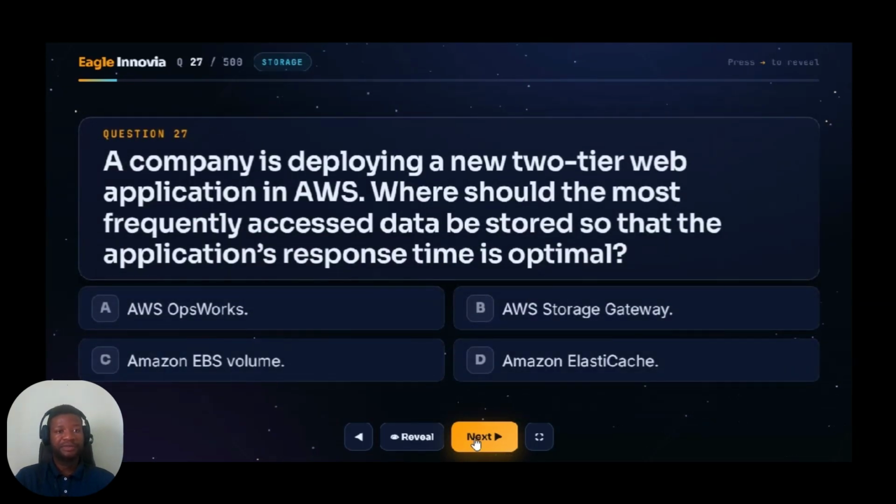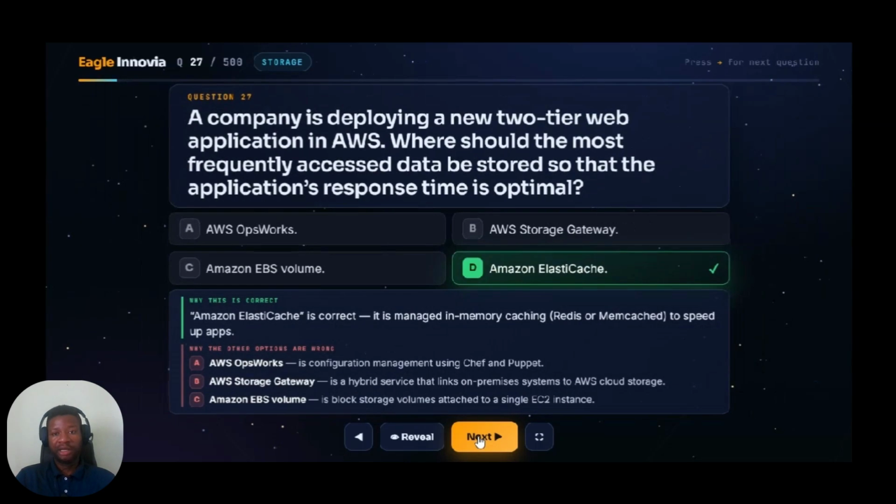Question number 27. A company is deploying a new tier web application in AWS. Where should the most frequently accessed data be stored so that the application's response time is optimal? A. AWS OpsWorks. B. AWS Storage Gateway. C. AWS EBS Volume. D. AWS ElastiCache. The answer is Amazon ElastiCache. Amazon ElastiCache is a managed in-memory cache used to speed up apps.